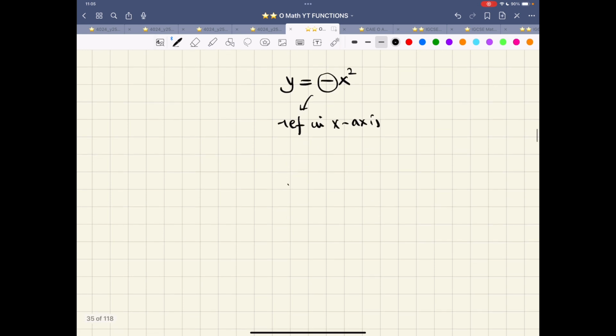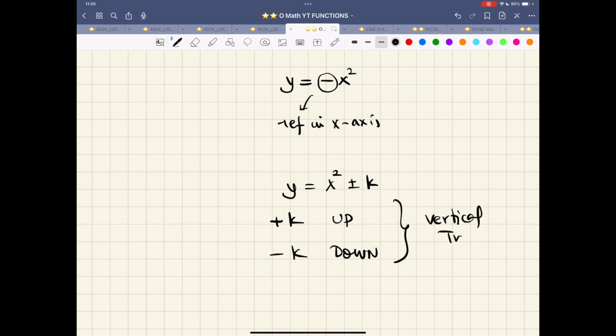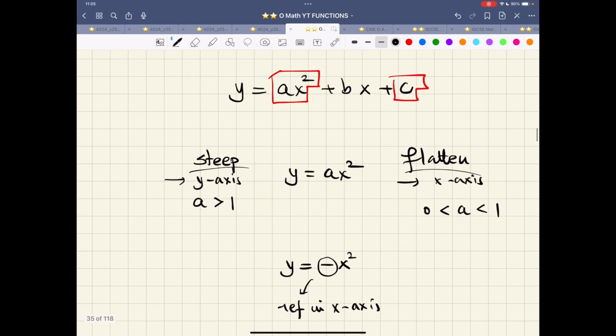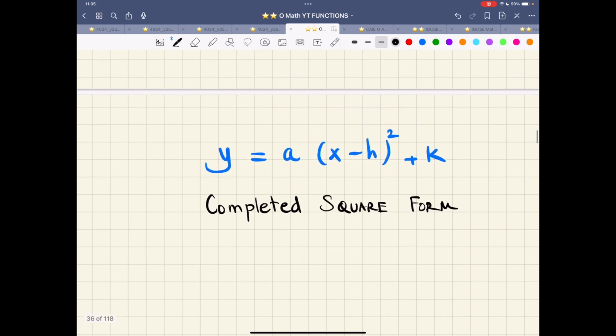And if we write y equals x squared plus or minus a constant, if it's plus k, it moves up. If it's negative k, it moves down. This is a vertical translation. So these kinds of basic ideas, do not underestimate them. They do ask all these things.